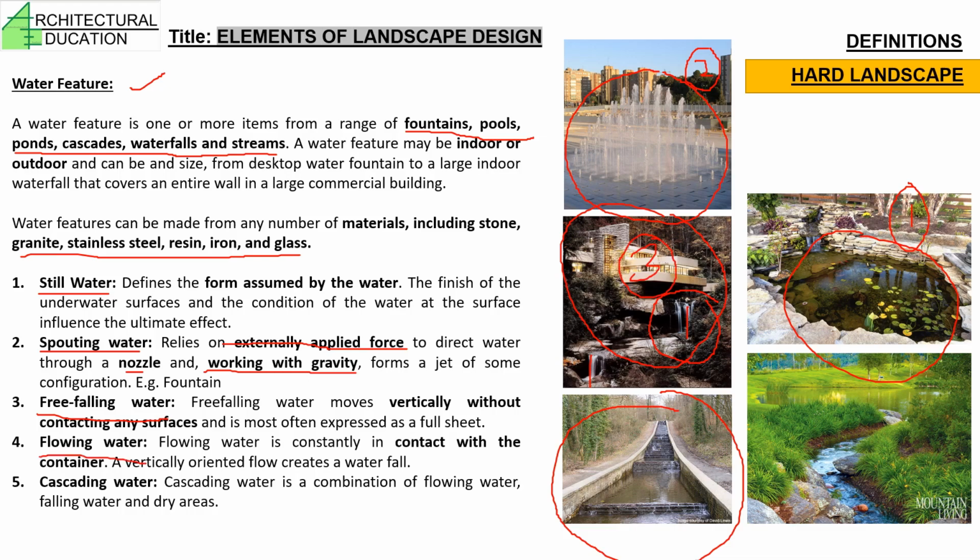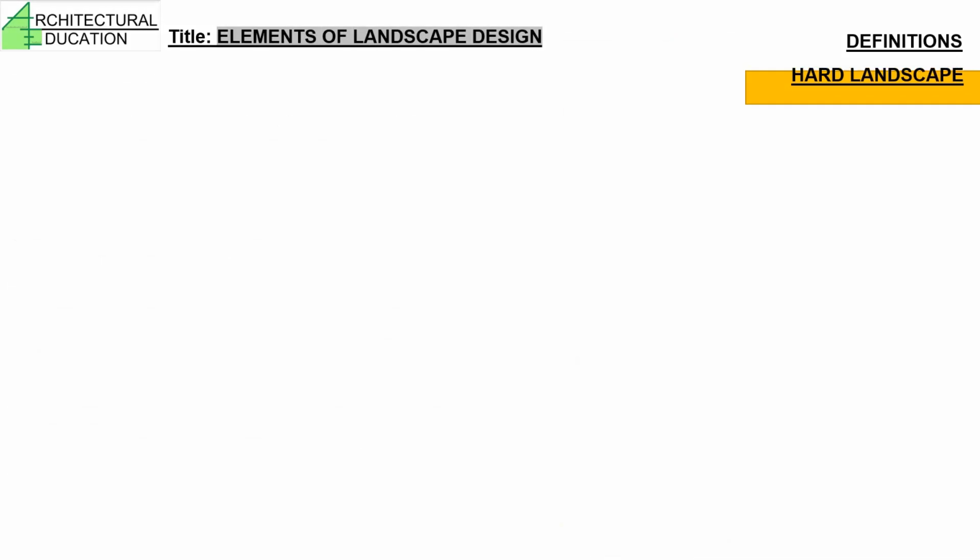Next one is flowing water. Flowing water has contact with the container. So this is the one which I was talking about. In this one here, can you see, this is contacting the container not only horizontally but even vertically, in an inclined way. Cascading water. So this is the fourth one, flowing water, and this is the fifth one, cascading water. Cascading water is again a combination of free falling and flowing water. So what is cascading? It is just moving from one level to another level.